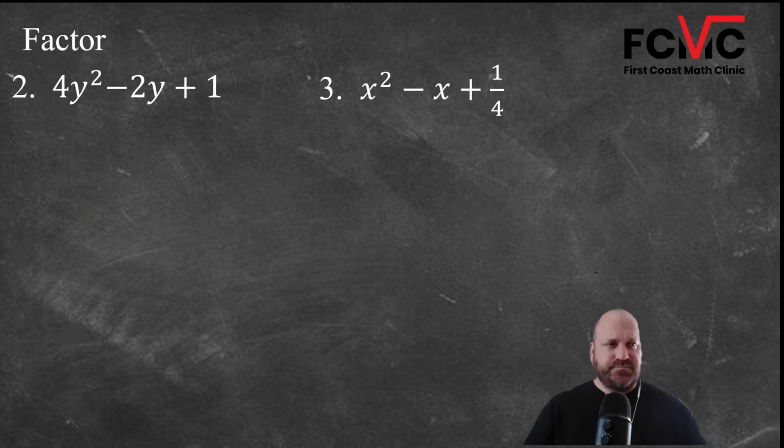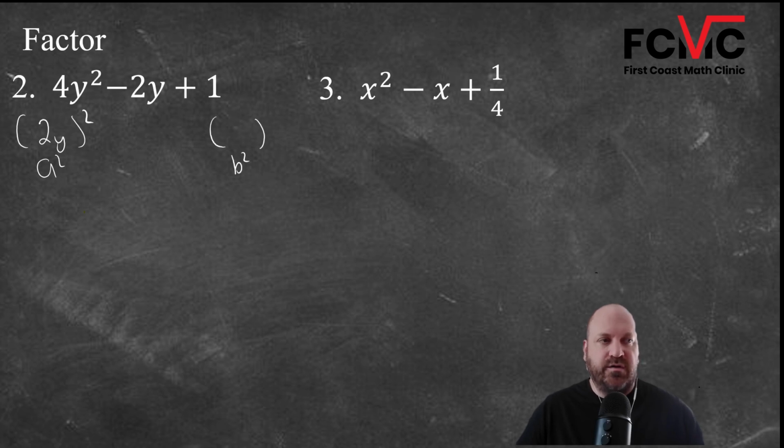So example 2, we've got 4y squared minus 2y plus 1. Let's first figure out, is this a perfect square trinomial? What are we squaring here to get 4y squared? We're squaring 2y. What are we squaring to get 1? We're squaring 1, all right? Both of these are positive, so that checks. This middle term should be 2ab. So 2 times 2y times 1, and this is minus, so we just fill in with a minus and minus.